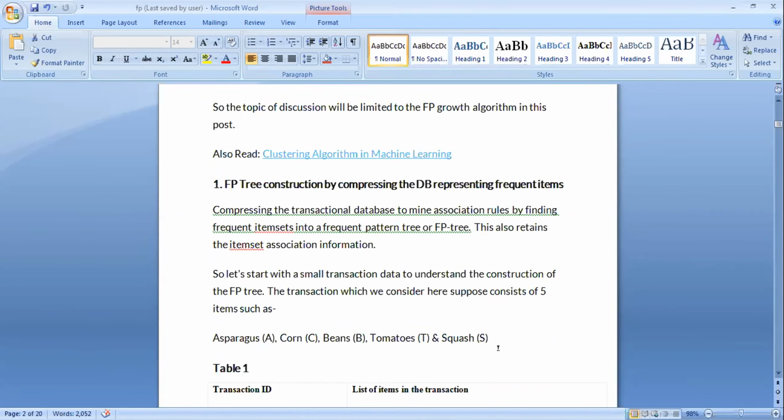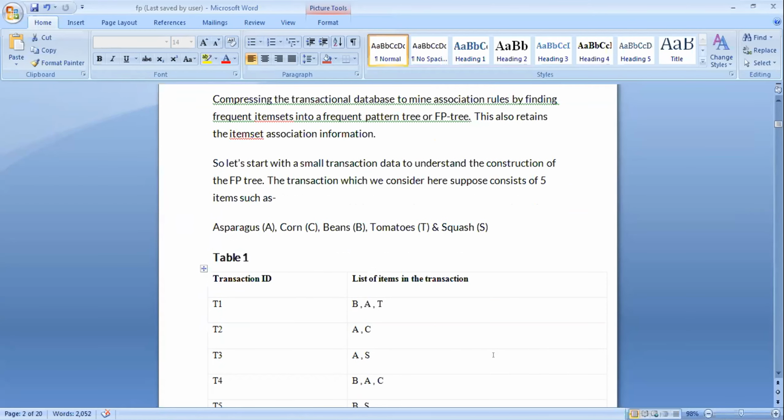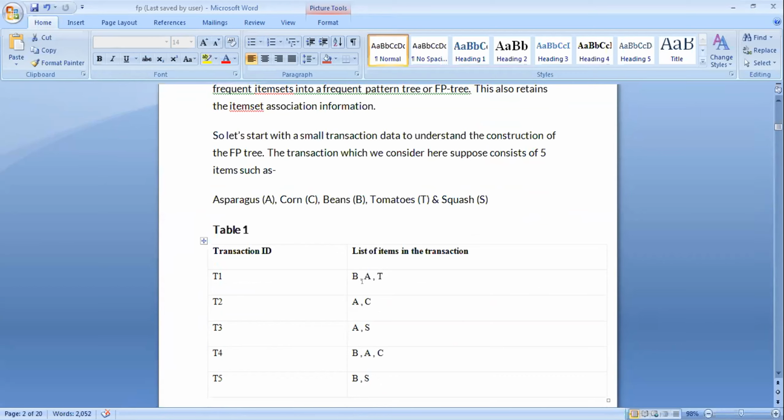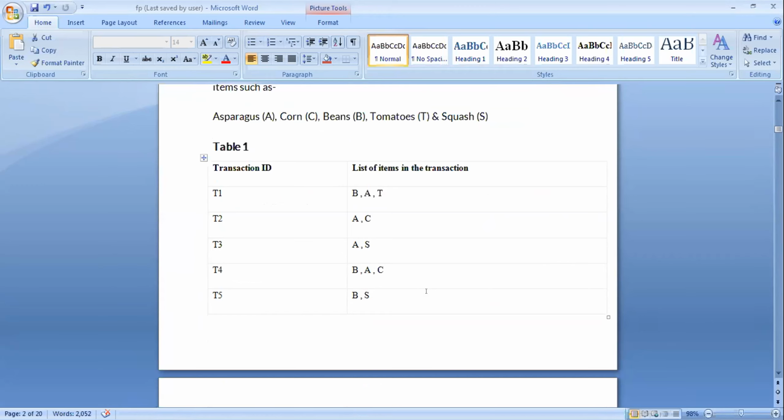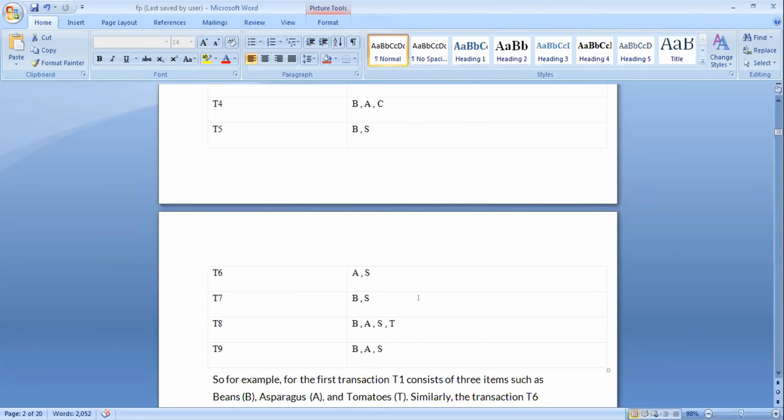Asparagus, corn, beans, tomatoes, squash. So simply you can say A, C, B, T, S. That is the list of items, the 5 items. In the first transaction, the first customer purchased beans, asparagus, and tomatoes, B, A, T. Similarly, totally we have to consider 9 transactions here.